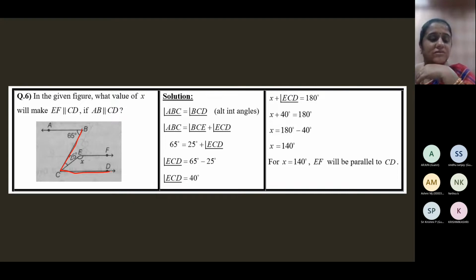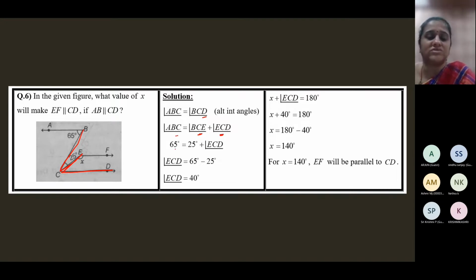Now BCD is made up of two angles. You can see one angle here and one angle here. These two put together make BCD. So BCD is basically BCE plus ECD. So that's what I've written in the next step. BCD is nothing but BCE plus ECD.